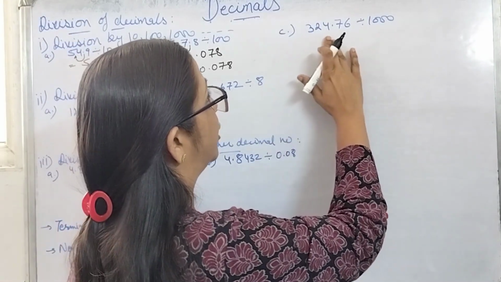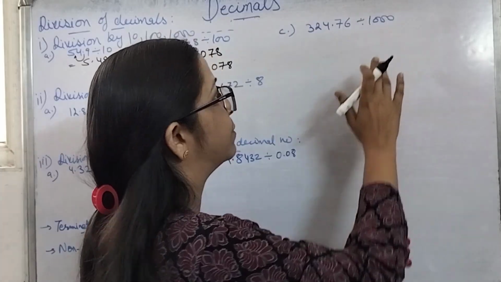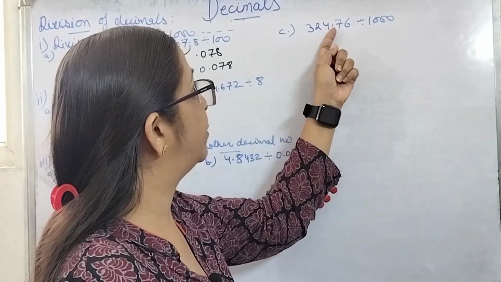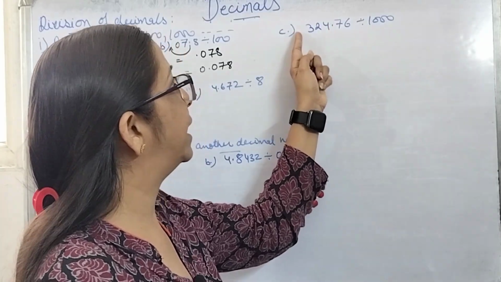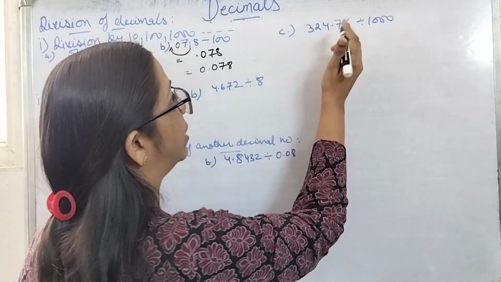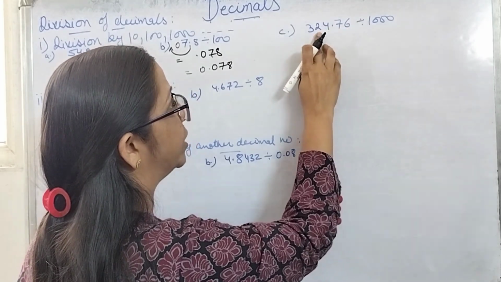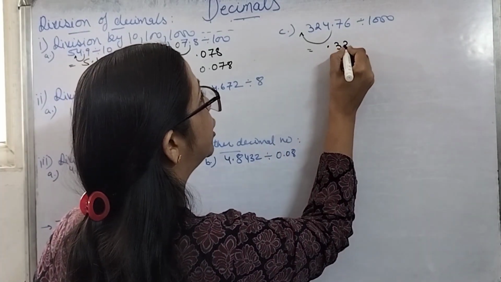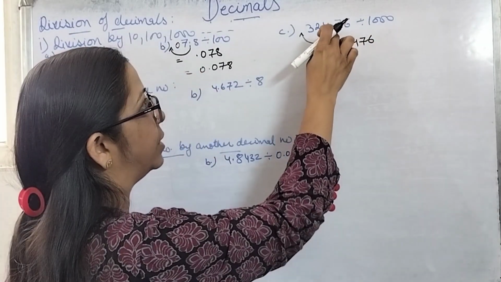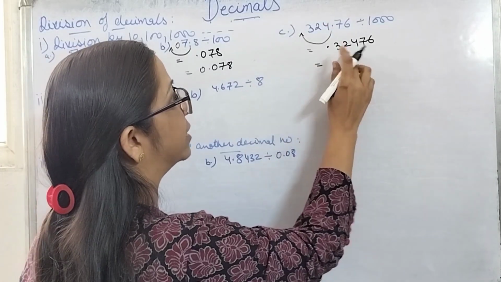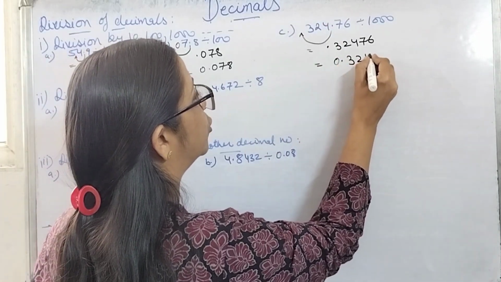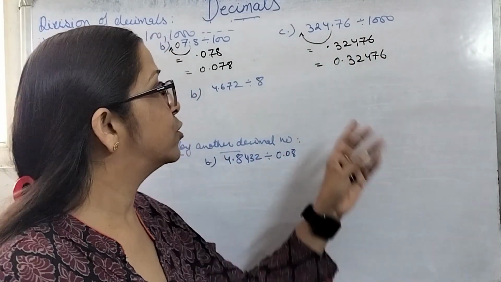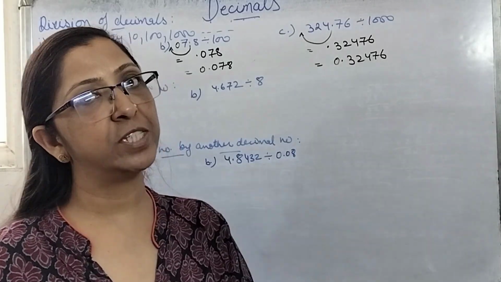Now if the number is 324.76, and we have to divide this by 1000, 1000 is having 3 zeros after 1, so we will be shifting the decimal towards the left by 3 digits. So 1 digit, 2 digit, 3 digit. So this will be shifted over here. So the answer will be 0.32476. This decimal has shifted over here. So this will be the answer, and this could even be written as 0.32476. If there is no integral part, then we can take 0 as the integral part. So the answer will be 0.32476.